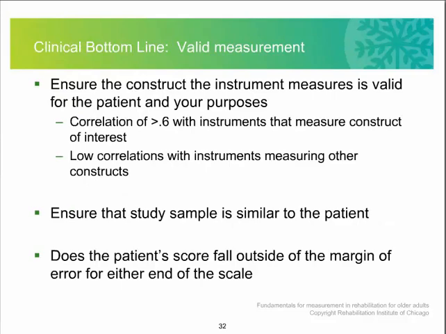To summarize the clinical bottom line for validity, there are a few main points to remember. Ensure that the instrument measures what you think it measures by examining validity coefficient between the instruments with similar or different measurements. Also, ensure that the study sample is similar to your patient and that your patient scores outside the margin of error of each scale end for the instrument.